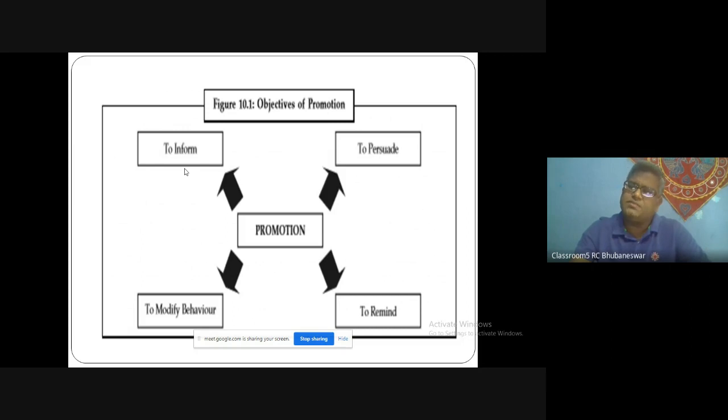Some positive points of your product are there, and you can pursue your customer to purchase it. In comparison to other products, your product should be of good quality and have a good framework, so that you can persuade and remind them several times. You can tell the customer, then you can modify the behavior.